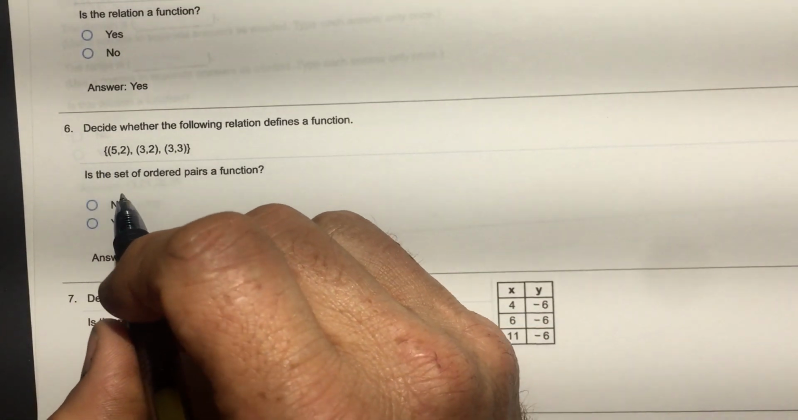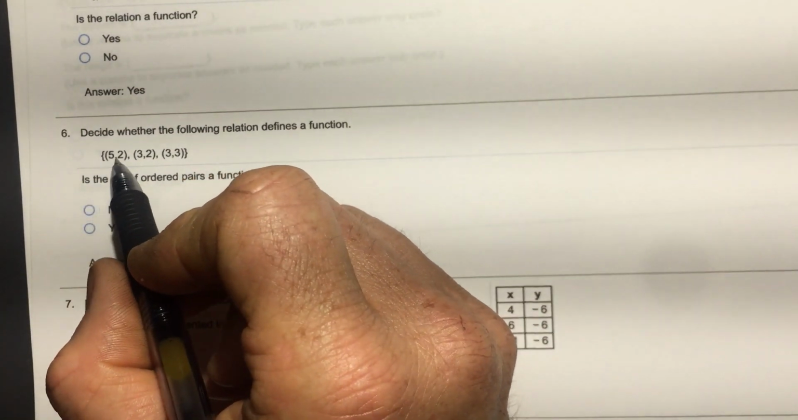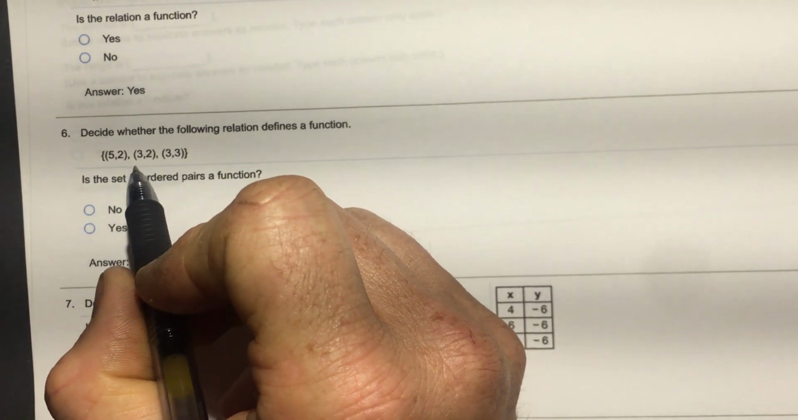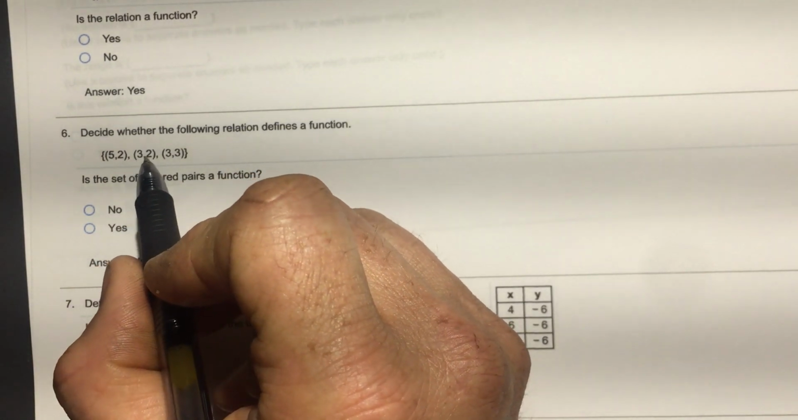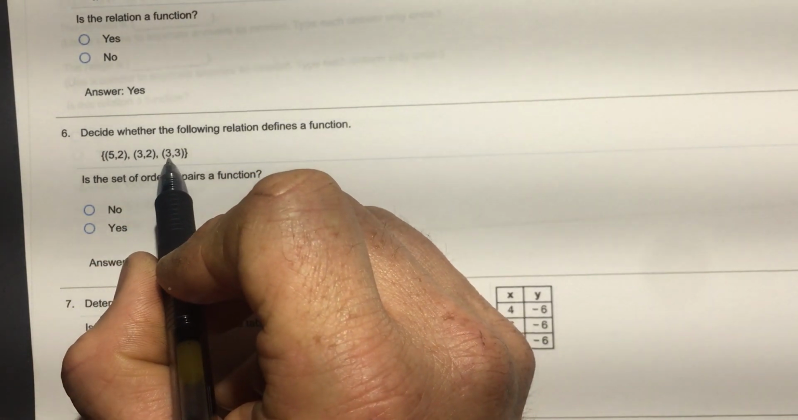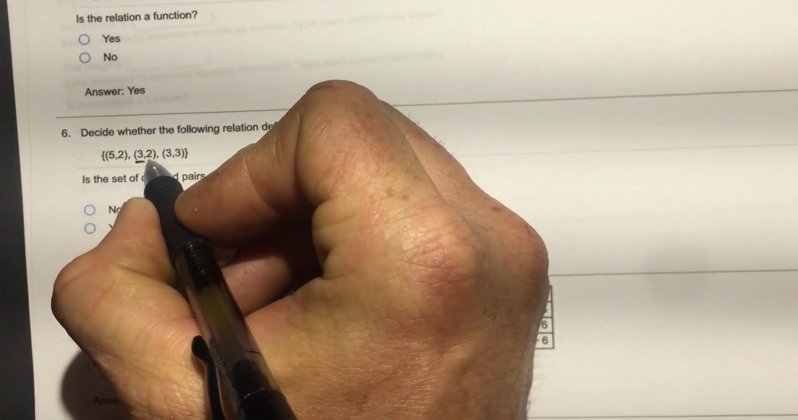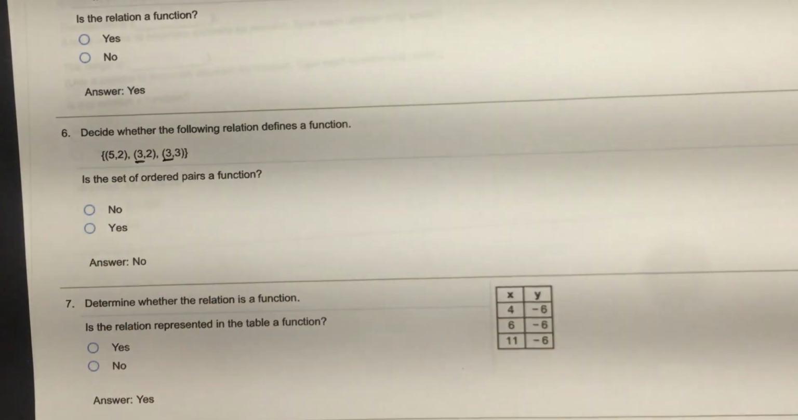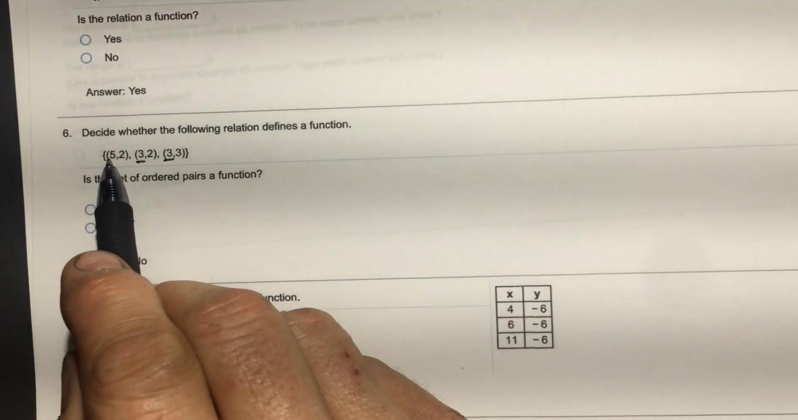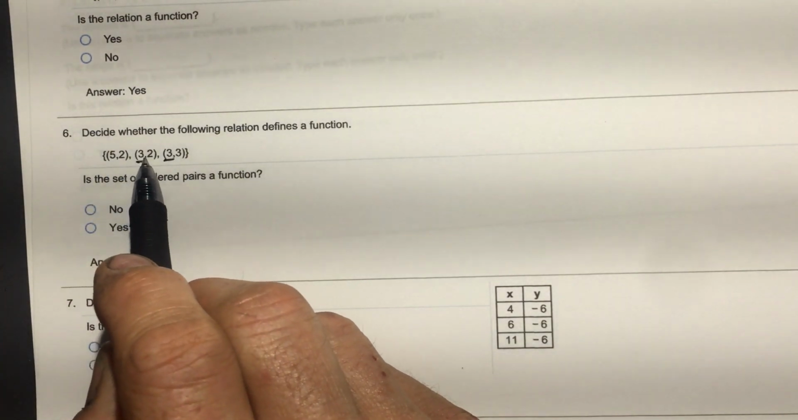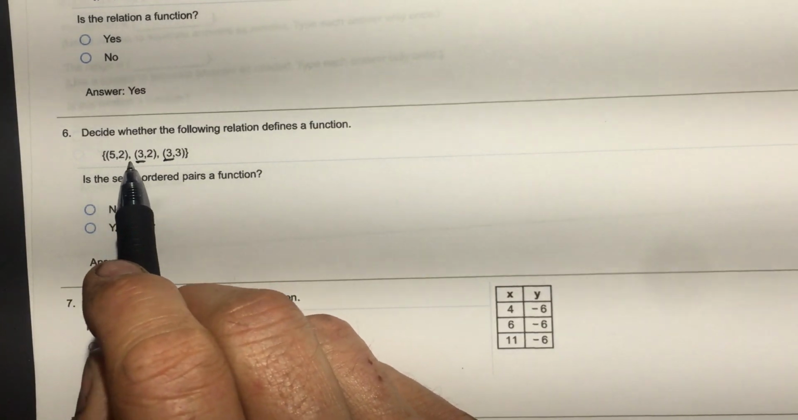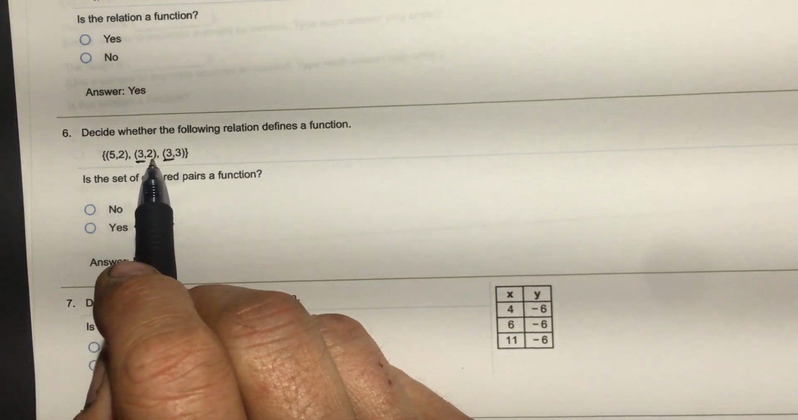Is 6 a function? 5 is paired up with 2. I don't see 5 paired up with anything else. 3 is paired up with 2. Oh, 3 is paired up with 3. This is not a function because we have 3 paired up with 2 different y values. The first two, 5 being paired up with 2 and 3 being paired up with 2, that would be okay. But this is what makes it not a function right here.